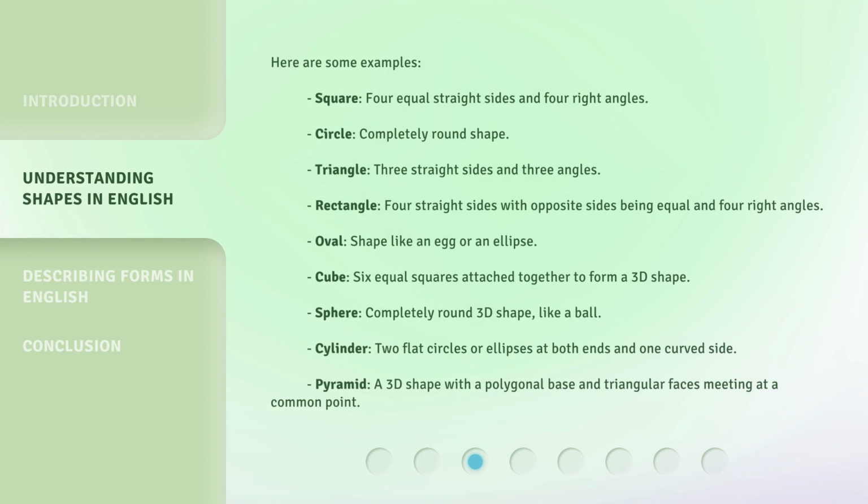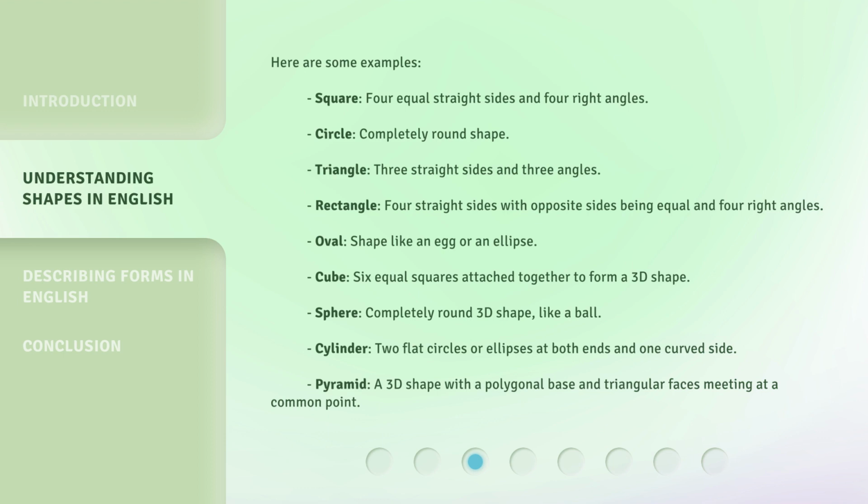Here are some examples. Square: 4 equal straight sides and 4 right angles. Circle: completely round shape. Triangle: 3 straight sides and 3 angles. Rectangle: 4 straight sides with opposite sides being equal and 4 right angles. Oval: shape like an egg or an ellipse.